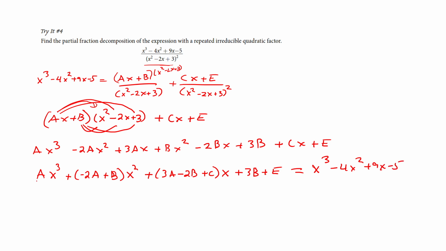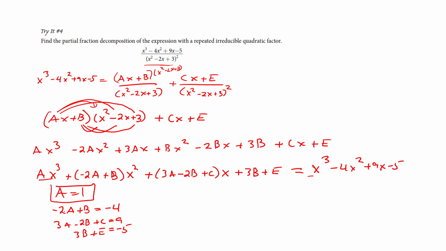So let's match our coefficients. I already know a. A is 1. Do you see? That was easy. Now my next equation is -2a plus b is going to equal -4. I also have 3a minus 2b plus c equals 9. And 3b plus e is going to equal -5. Okay, now this looks bad, but I think it's going to be pretty easy because we already know a.